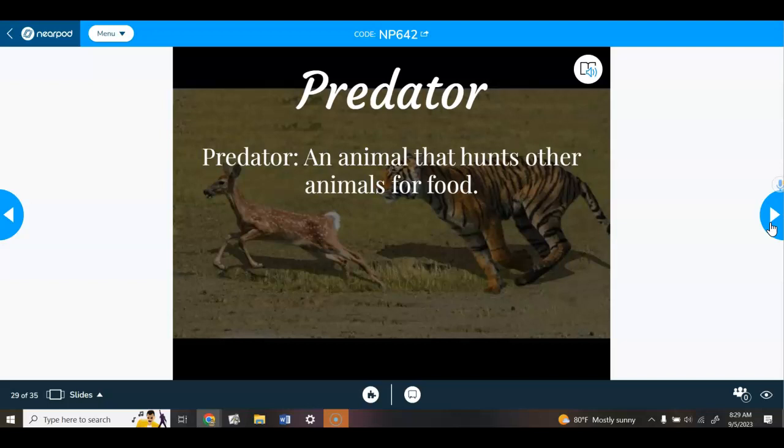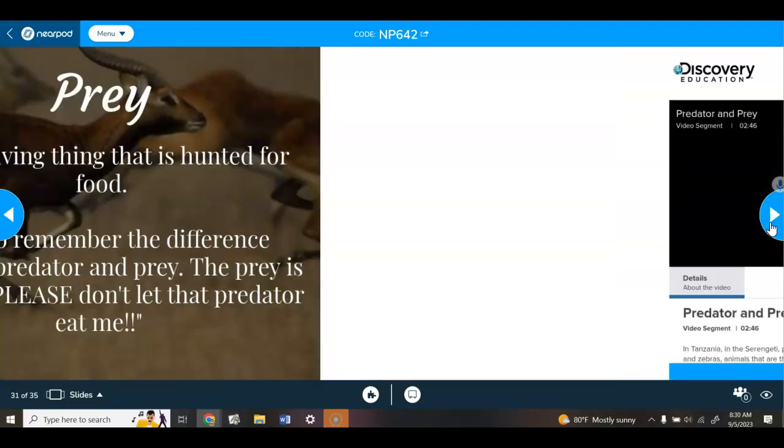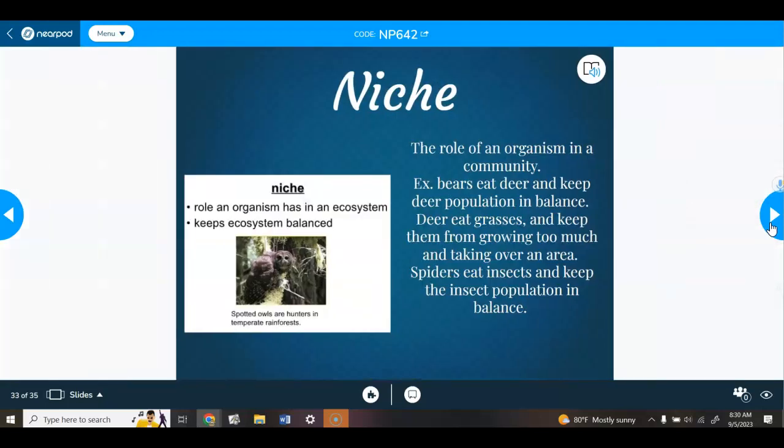Predator, an animal that hunts other animals for food. Prey, something that is hunted for food. How do I tell the difference between the two? Well, one of them is praying, please don't let that thing eat me. And that would be the prey. Prey does the praying that they don't want to get eaten. Predator is the thing that's doing the hunting. All right, we're going to move on from that.